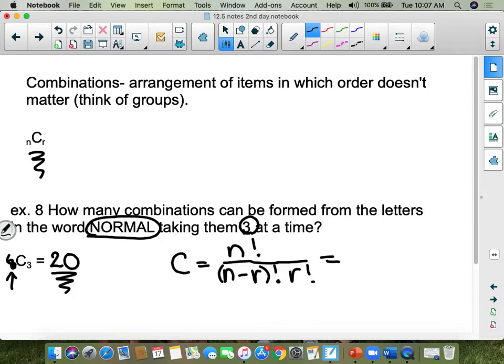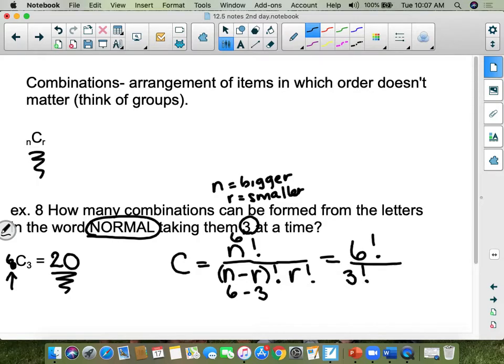So the n factorial is the biggest number. You're going to put 6 factorial up here, divided by, so this is the 6, that's the bigger number. n is always the bigger number, and r is always the smaller number in that little set over there. So you're going to take 6 take away 3, which is 3 factorial. And then you're going to put the r over here, which is 3 factorial.